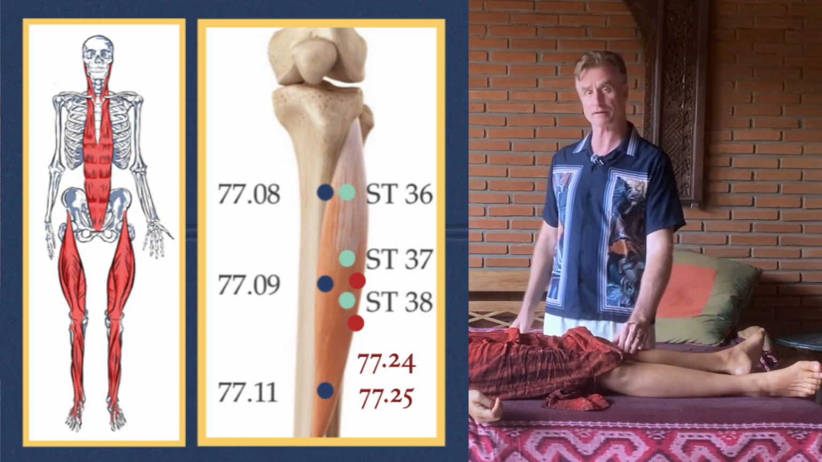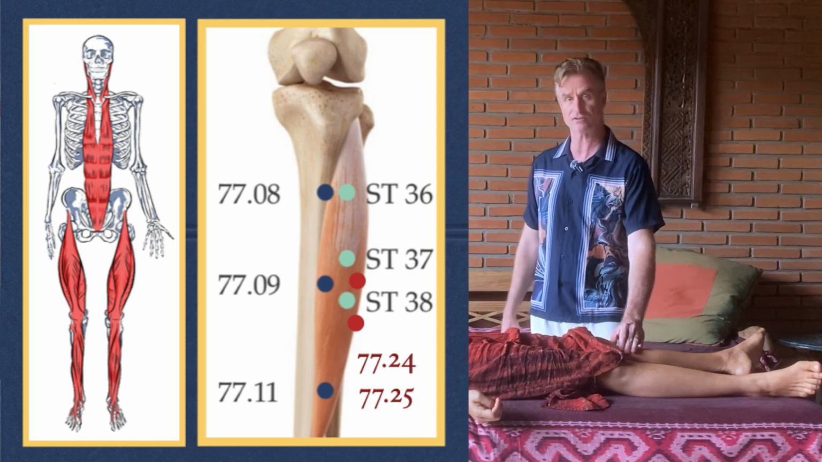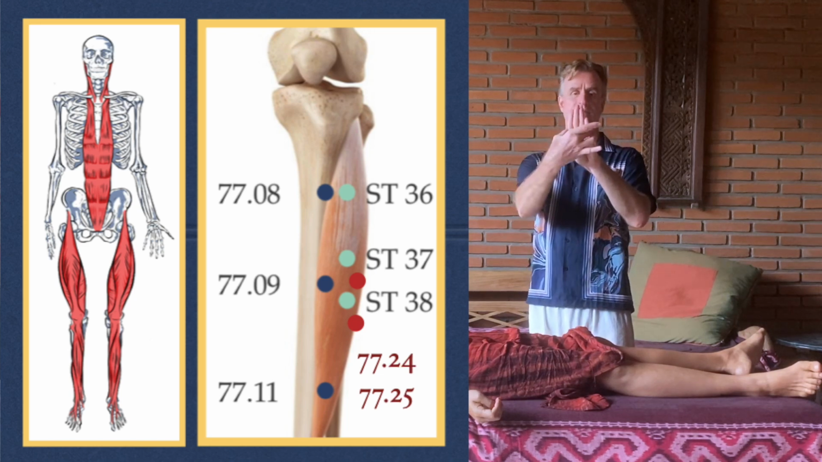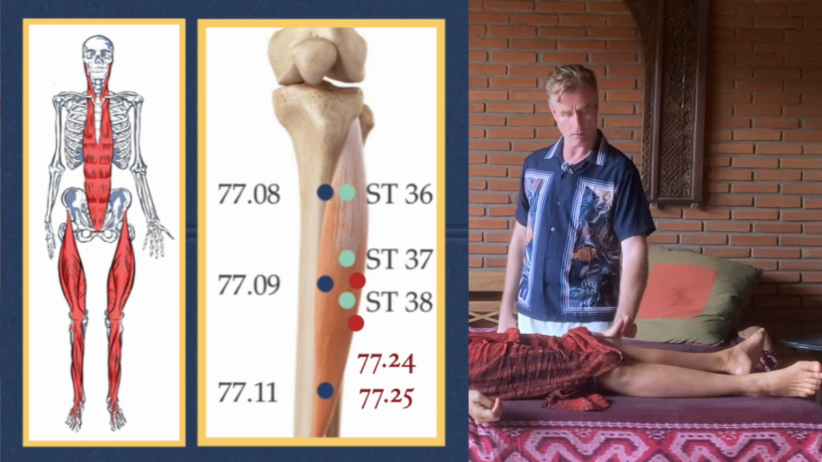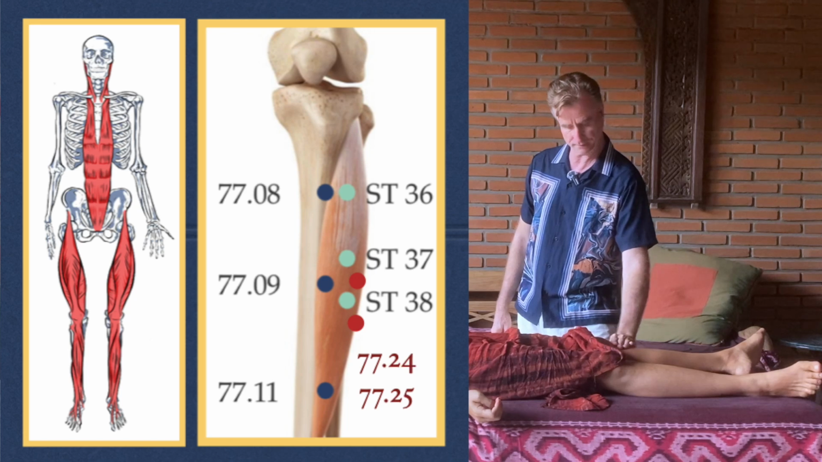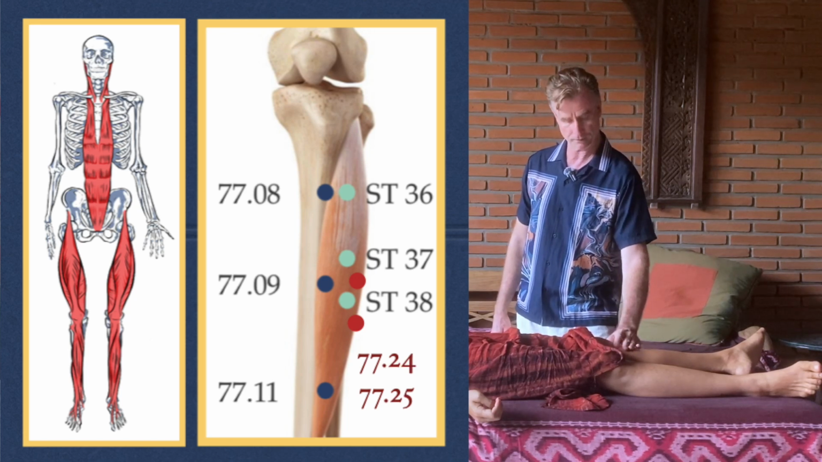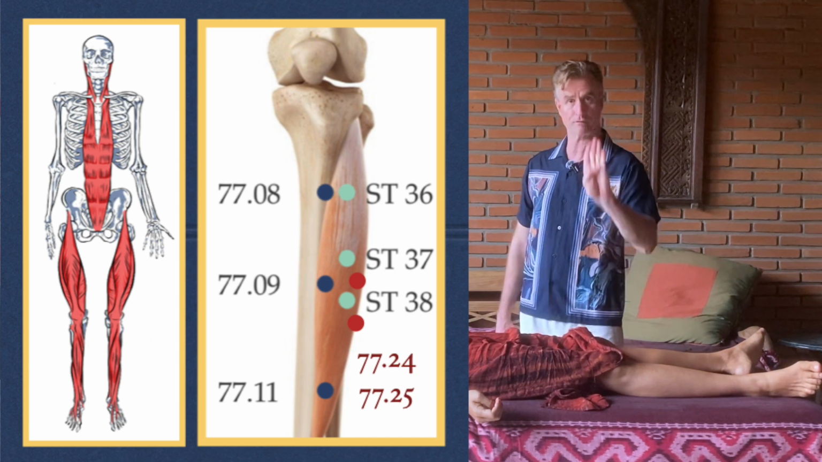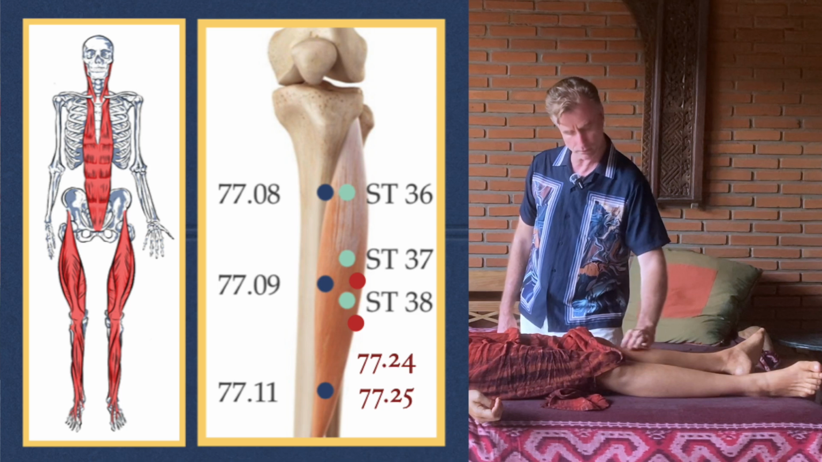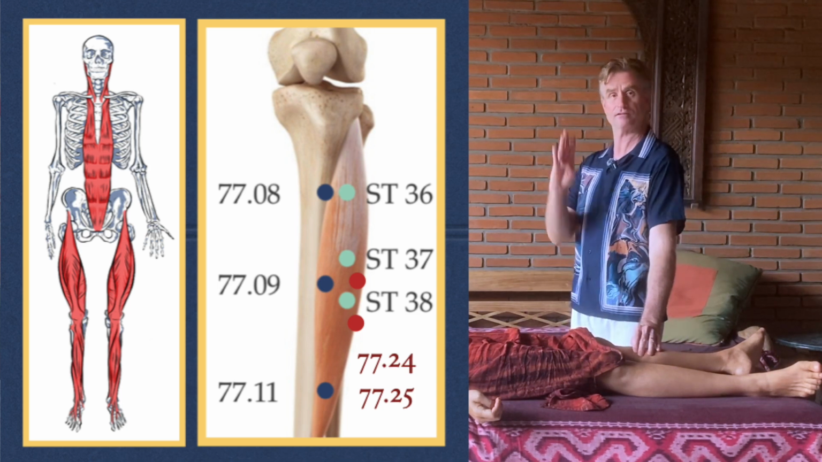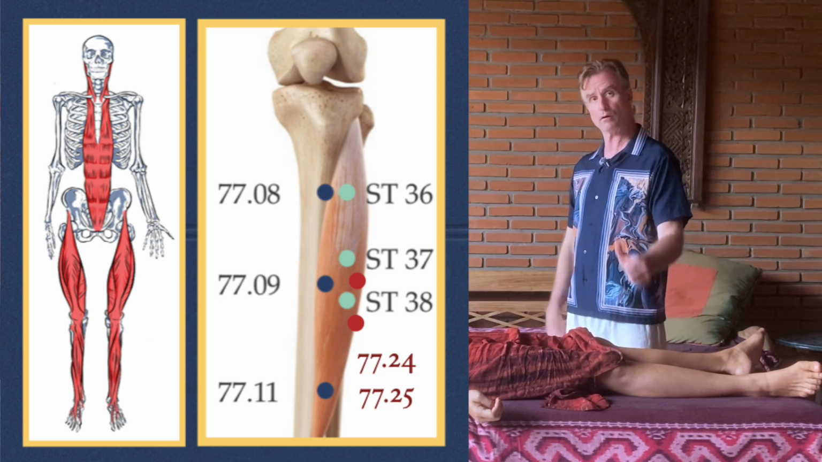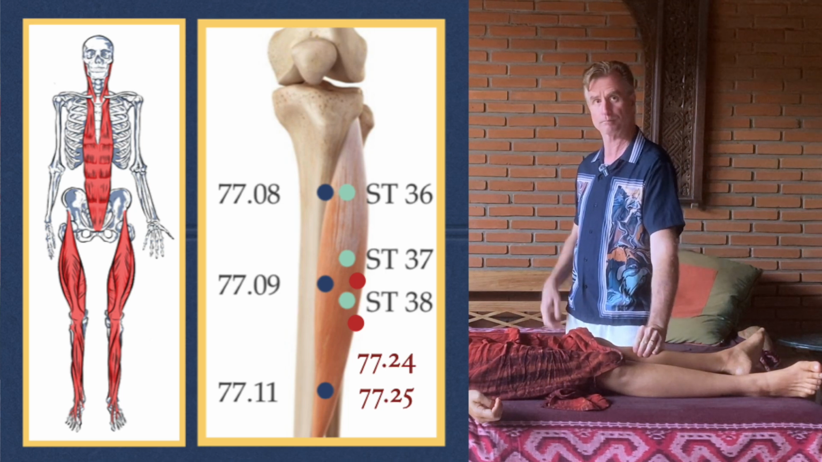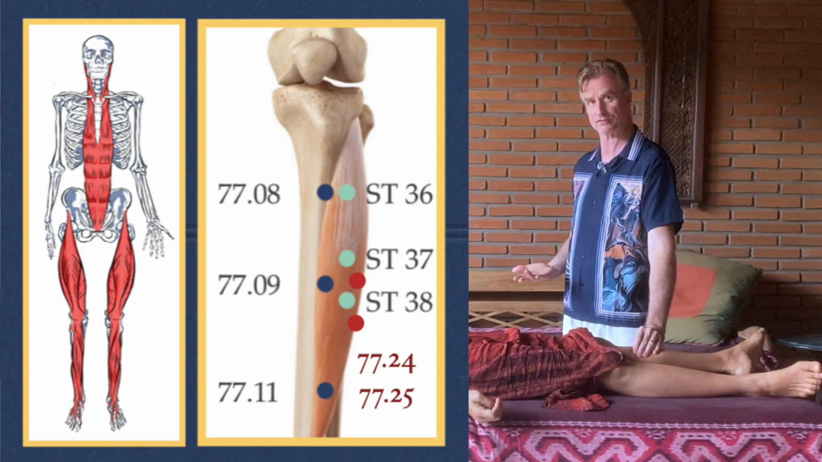And the way that we find stomach 36 is we go to the knee joint, the lateral aspect of it, and then we place our 4 fingers on the top of the joint, just below the patella. You'll find that little divot there at the bottom of the patella. You place your 4 fingers there on the edge of the bone, and that is 3 cun down, and then we go 1 cun, or 1 thumb width, over into the belly of the tibialis anterior muscle.